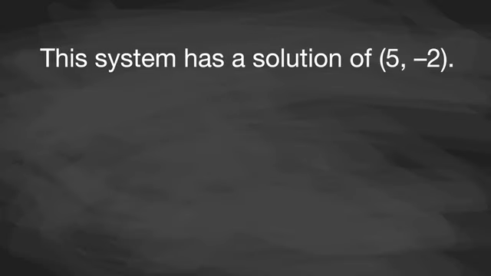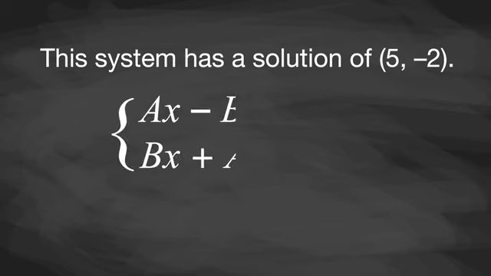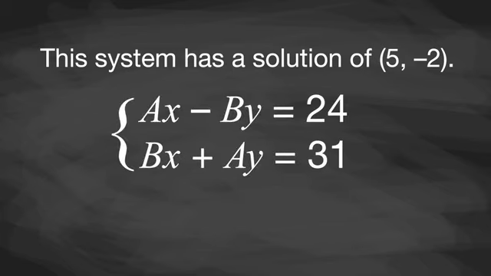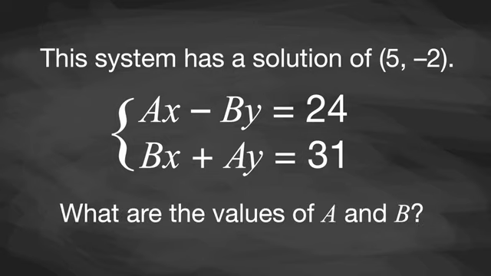This system has a solution of (5, -2): ax - by = 24, and bx + ay = 31. What are the values of a and b?